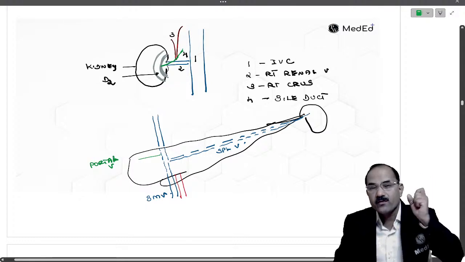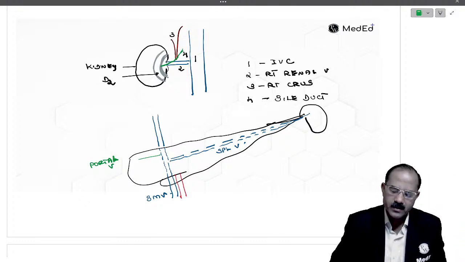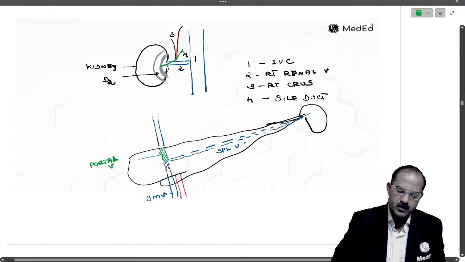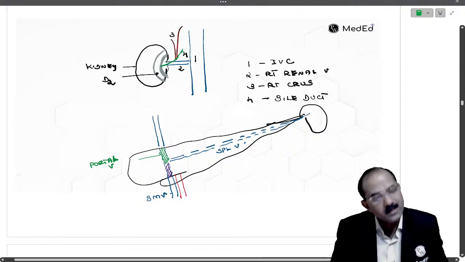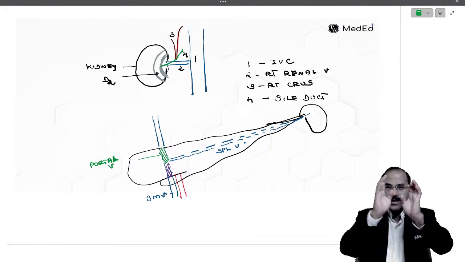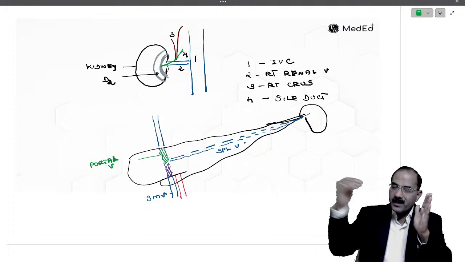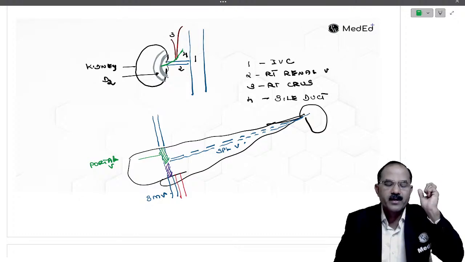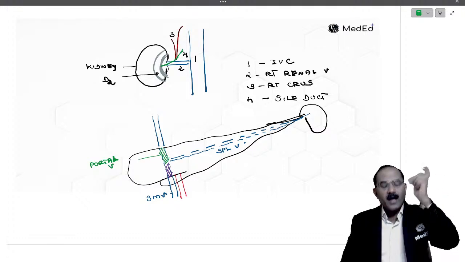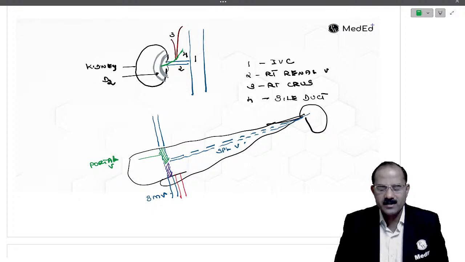So behind the neck of the pancreas, there are two veins. Can anyone tell me? Behind the neck of the pancreas, there are two veins. Number one is the portal vein, and number two is the superior mesenteric vein. Is this clear? So behind the neck of the pancreas, there are two veins. One is the splenic vein, and the other is the superior mesenteric vein, and when it joins with the splenic vein, it becomes the portal vein. So two veins behind the neck of the pancreas: the portal vein and the superior mesenteric vein. The anterior relation of the neck of the pancreas is the pylorus of the stomach. Perfect.